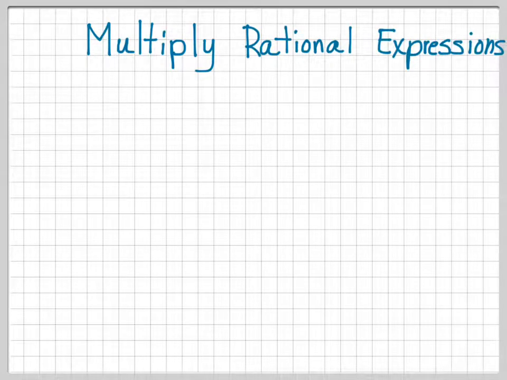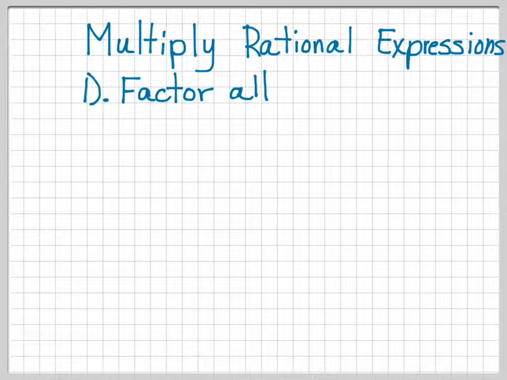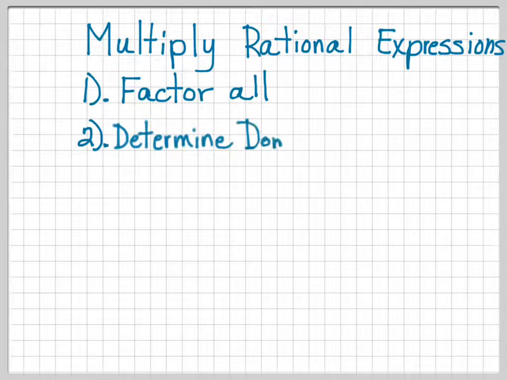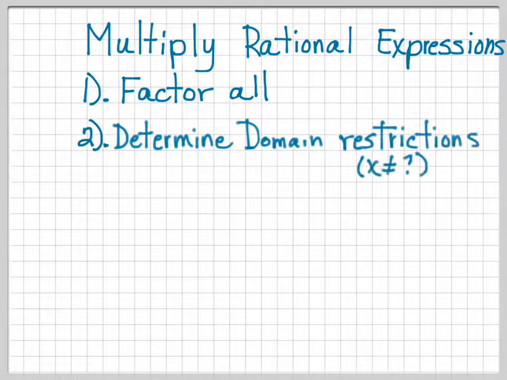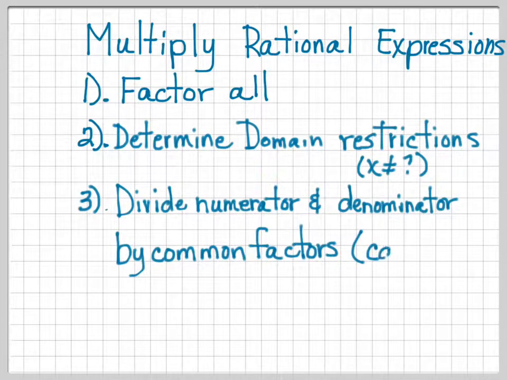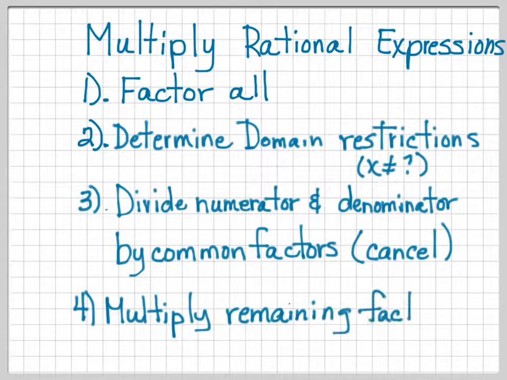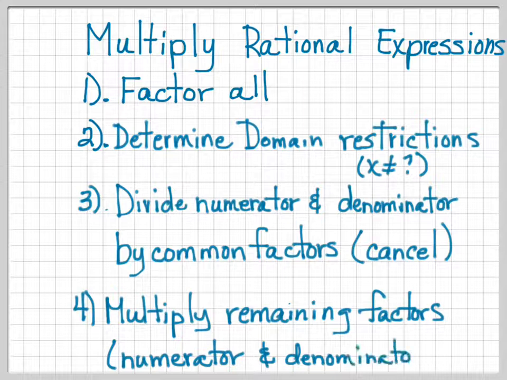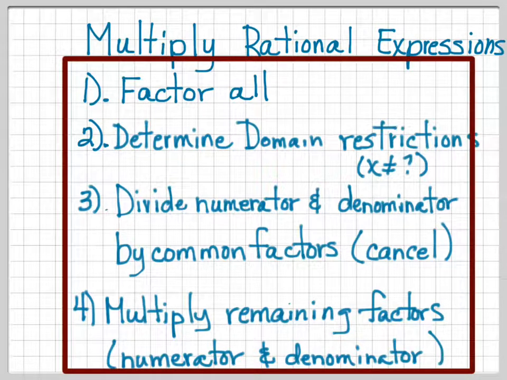All right, let's multiply rational expressions. First thing we're going to do is factor everything, and then determine the domain restrictions. In other words, what can x not be equal to because it's going to make the denominator 0. And then divide the numerator and denominator by whatever the common factor is, which is the same thing as canceling. And then multiply the remaining factors, numerator and denominator. I will tell you that sometimes you don't have to multiply the denominator. You can leave it in factored form. But this is what you need to remember.